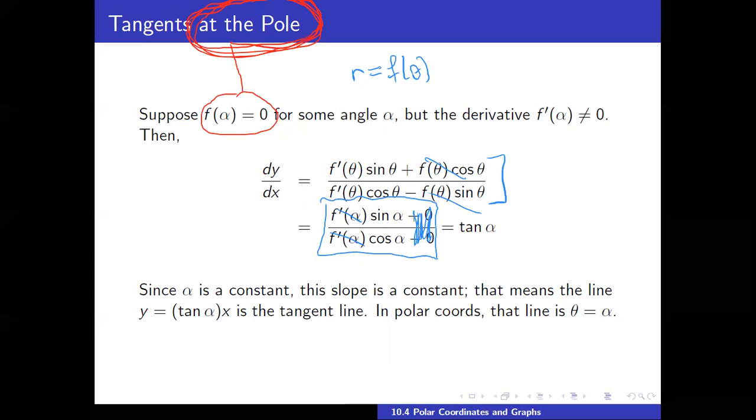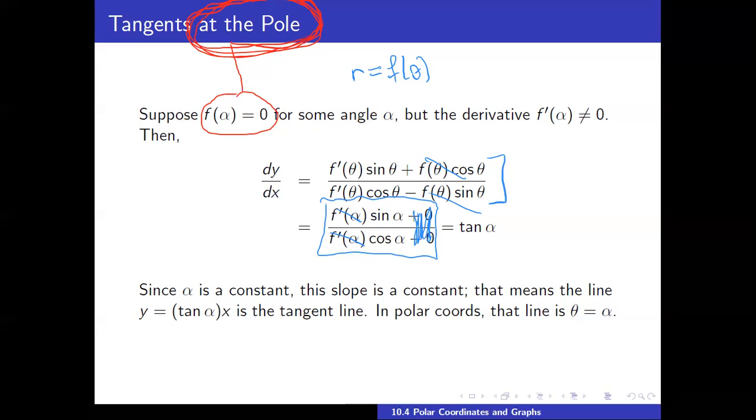Since alpha is just a constant, that slope is constant. It's not changing. That means that the line y equal to tangent of alpha times x is the tangent line. And it goes through the origin because we're at the pole. In polar coordinates, that's just the line theta equal to alpha. Remember last time we talked about that?